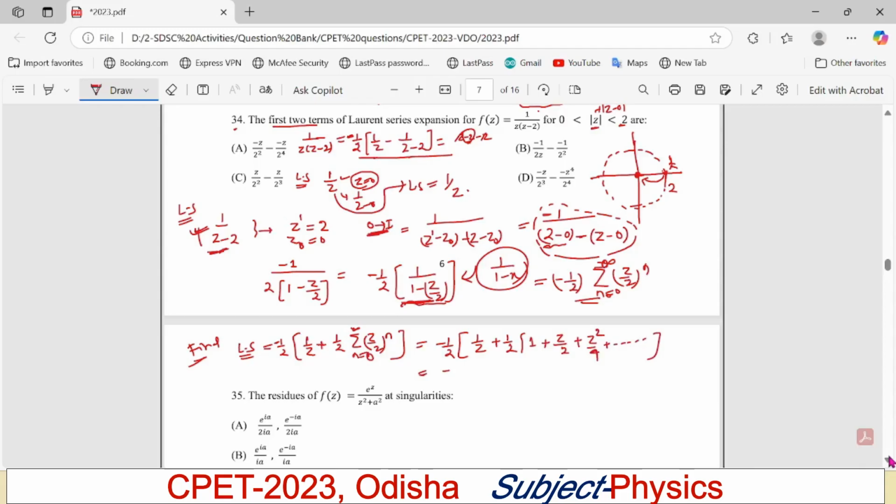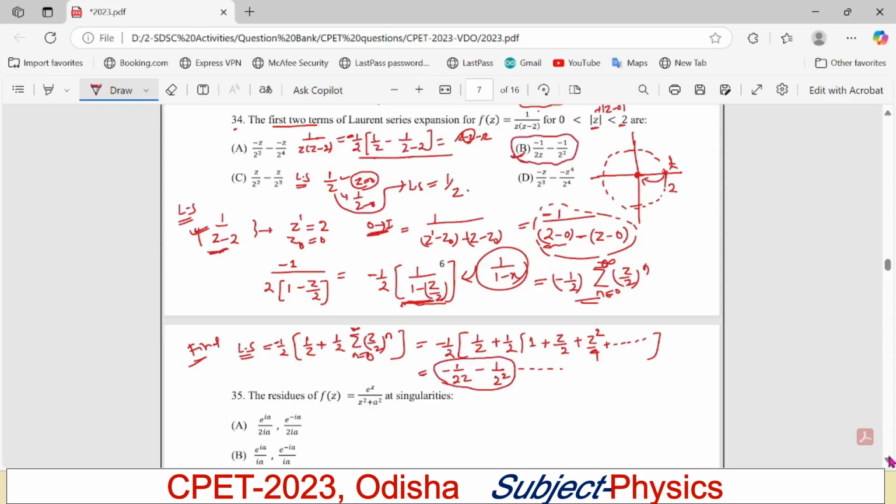This will be minus 1 by 2z, and this one minus 1 by 2, this is plus 1 by 2. So this will be minus 1 by 2 to the power 2. Then after that other terms will come up. So these are the first two terms. So which option is correct? Minus 1 by this one. Option B is the correct answer.